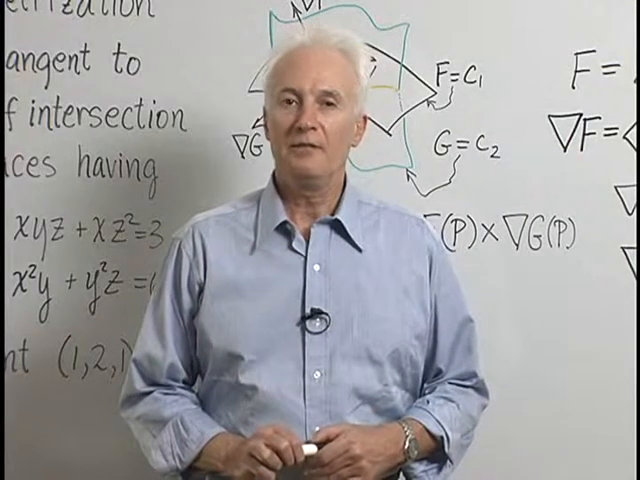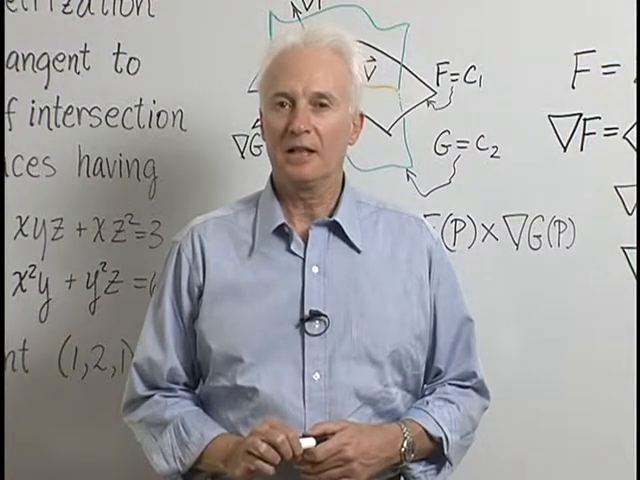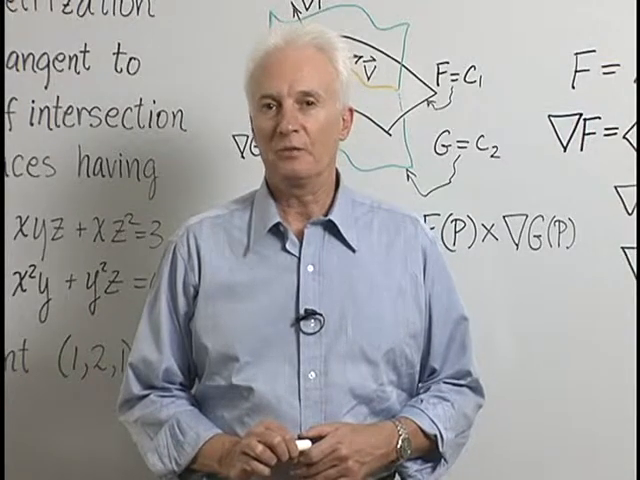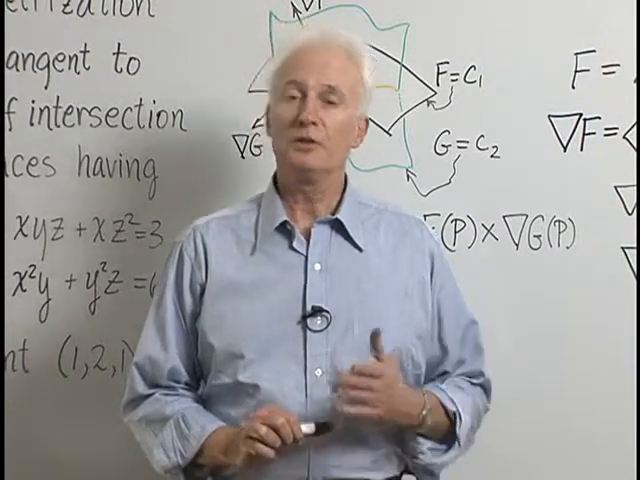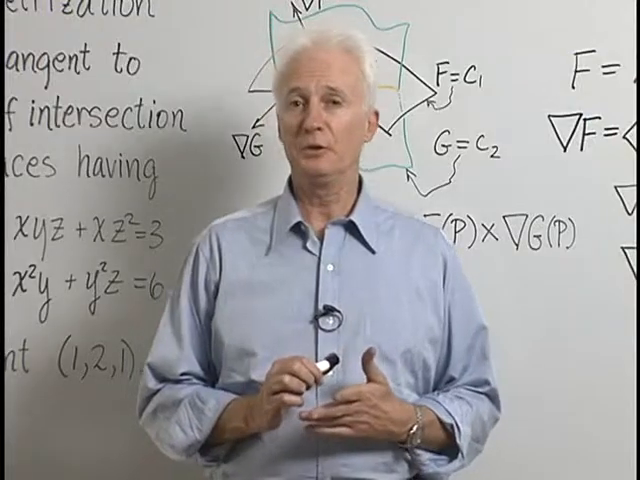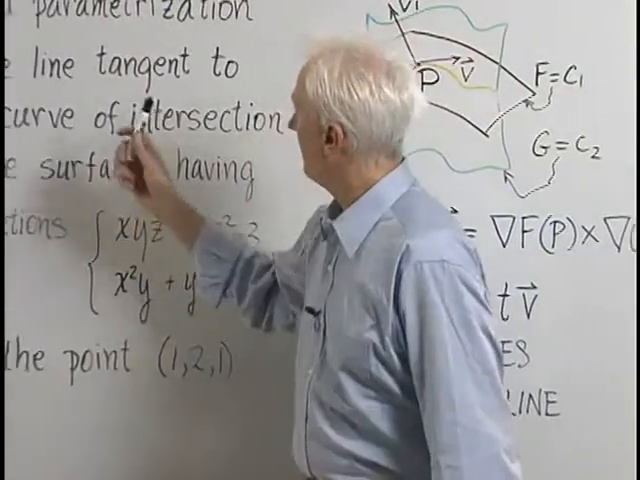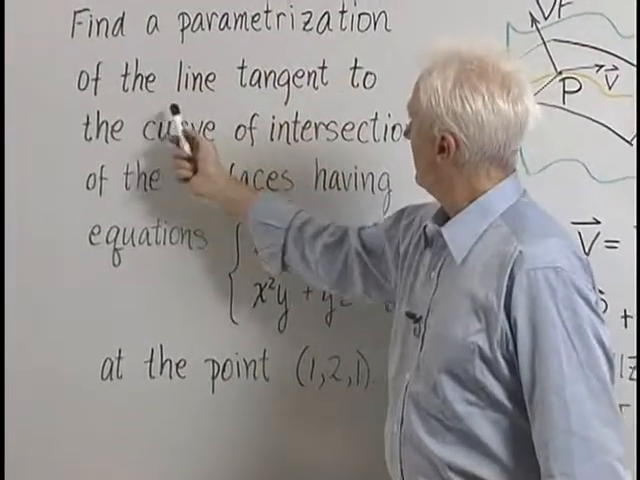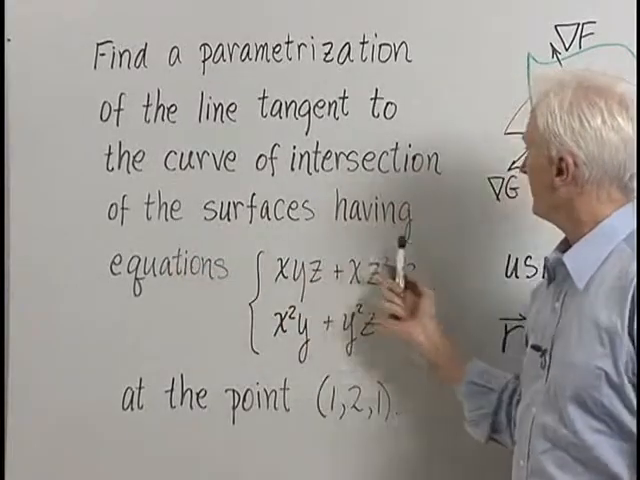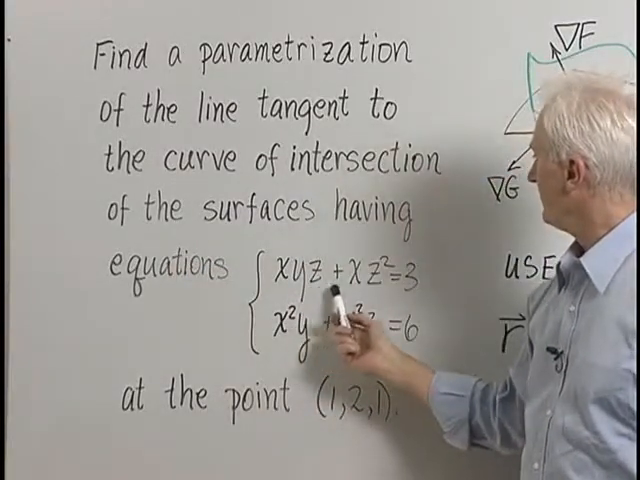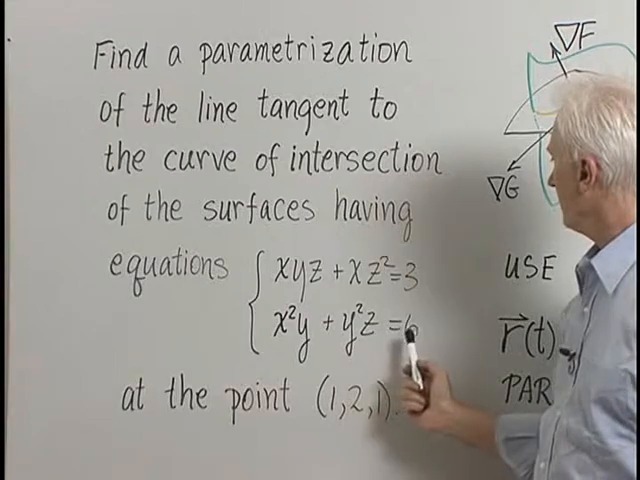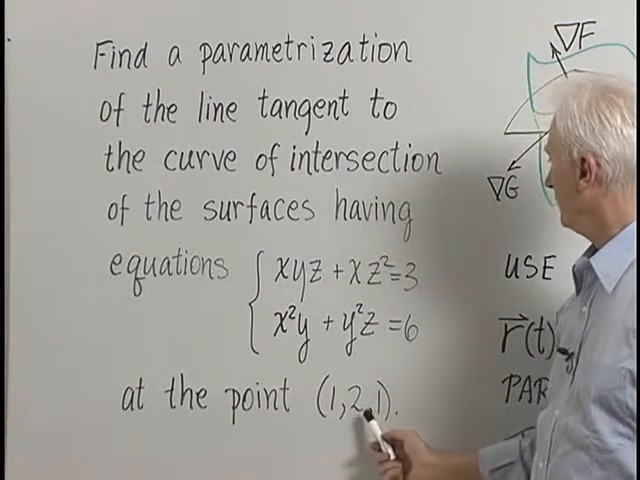Well, since the gradient vector del f at x, y, z is always normal to the surface f of x, y, z equal constant, we can use this fact to actually find a tangent vector to a curve of intersection of two surfaces. So in this problem, we want to find a parameterization of the line tangent to the curve of intersection of the surfaces having equations xyz plus xz squared equals 3 and x squared y plus y squared z equals 6 at the point 1, 2, 1.